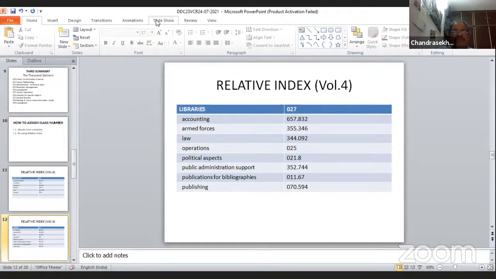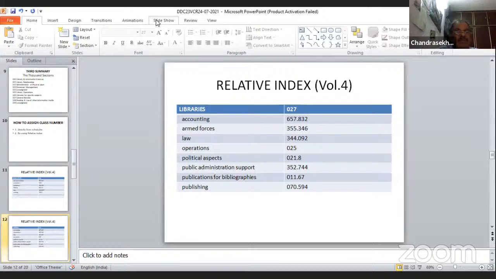There are compound subjects, and that is the problem with compound subjects. This is another example I have taken here. Libraries and different aspects of libraries are given here. Generally the number for libraries is 027. But accounting in libraries will go to the accounting section. Armed forces libraries are going to 3550, public administration. Library legislation is coming under 344. Laws in the libraries; laws means legislation here.